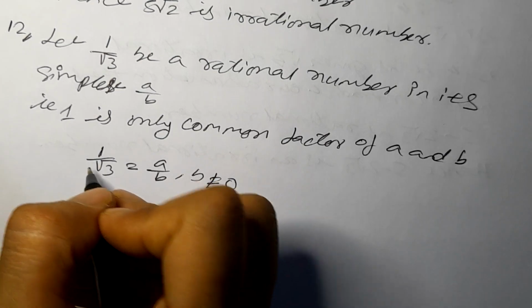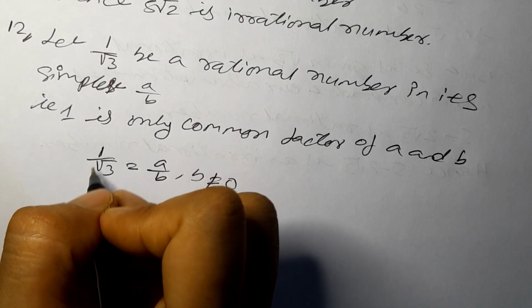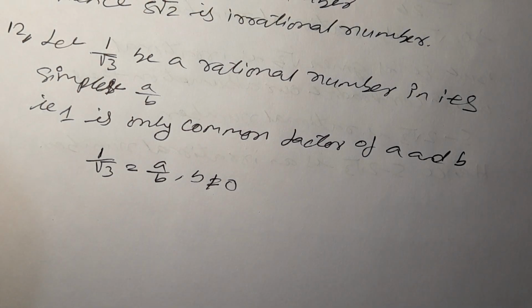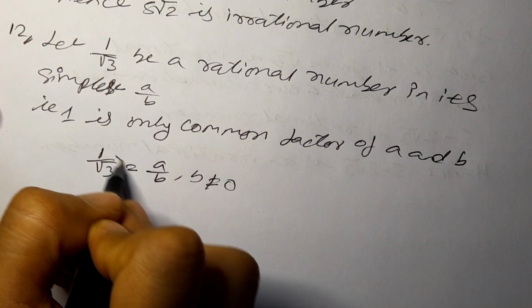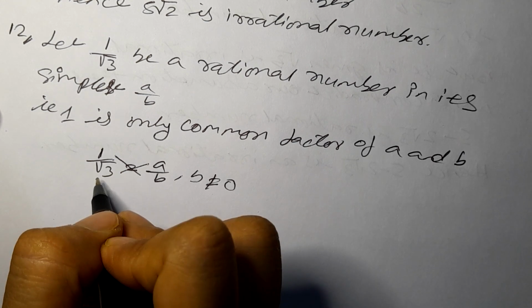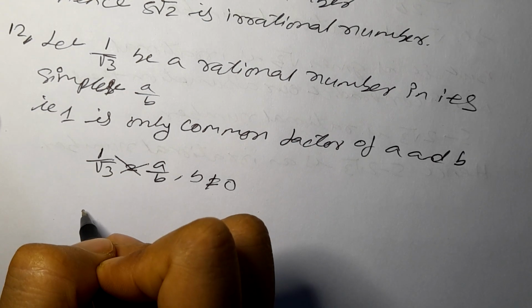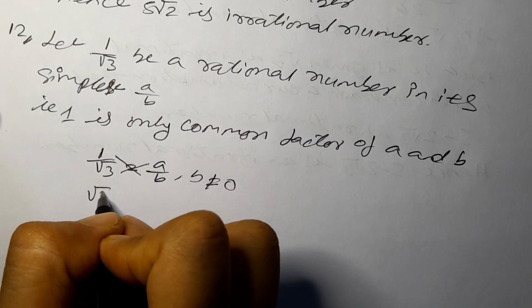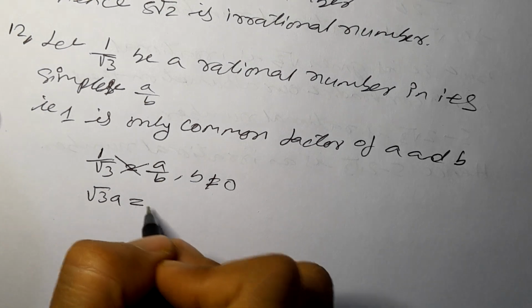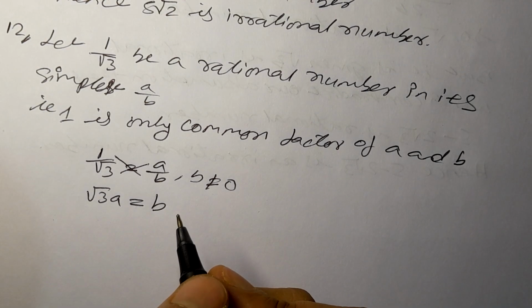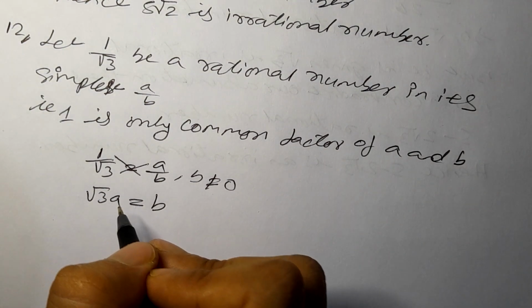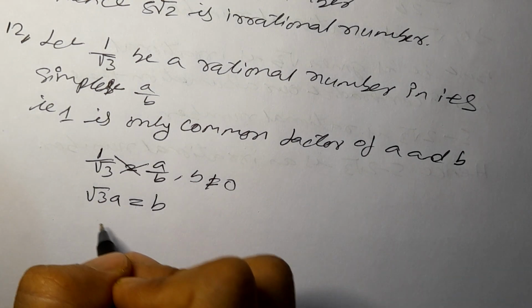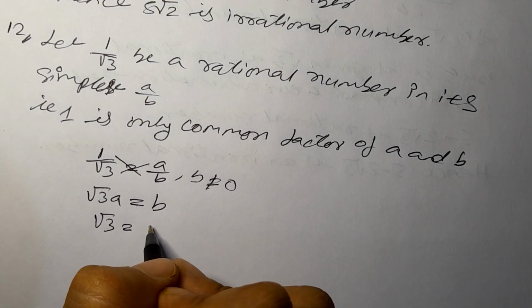Our main target is to keep root 3 on this side, but it is now in the form of 1 by root 3. So we are going to do the cross multiplication. We write root 3 first, so it will be root 3 into a, root 3a, equal to 1 into b, which is b. Now I need root 3 alone, so take a to the other side. The operation between root 3 and a is multiplication, so it will be divided. So root 3 is equal to b by a.